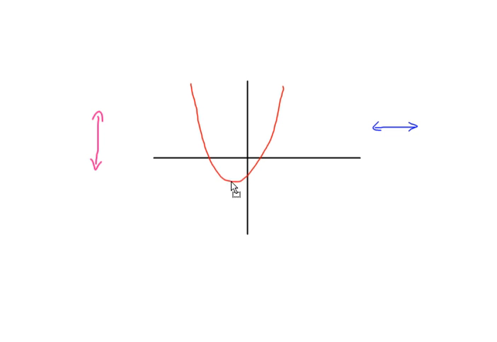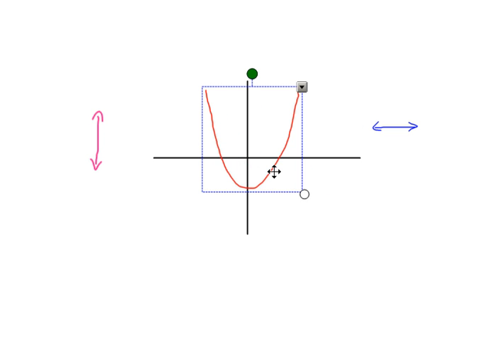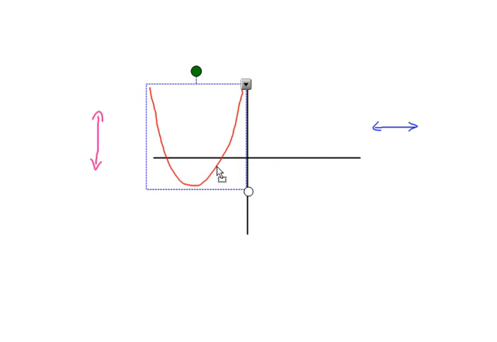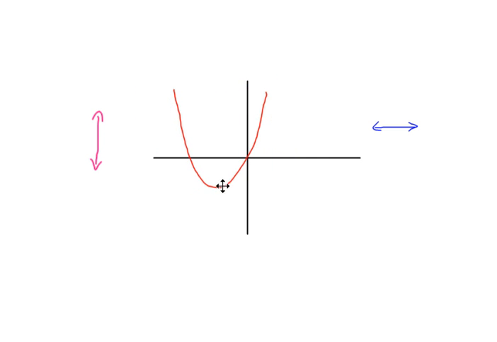So to describe a translation, you need to specify which direction you're going to move your graph. So is it in the positive x direction this way, or is it in the negative x direction this way? Are you going to move it in the positive y direction or the negative y direction? And how many units are you going to move the graph by? For example, 2 units to the right, or 1 unit to the left, or 5 units down, that kind of thing.